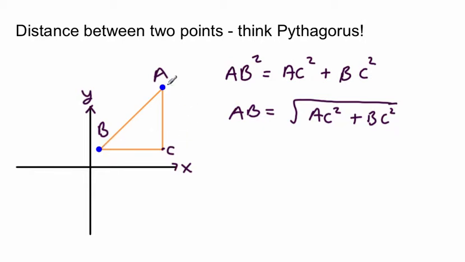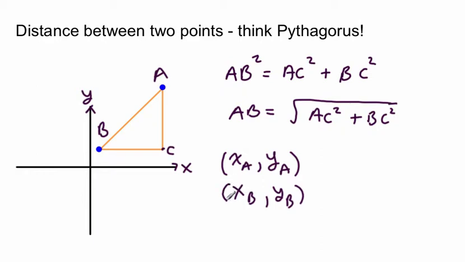So perhaps what we need to do is imagine what these points might be. And I'll call this point here x sub A and y sub A. And that will be the x and y coordinate for point A. And you can imagine what we'll do here now. We'll say that the x coordinate for point B is x sub B, and the y coordinate is going to be y sub B.